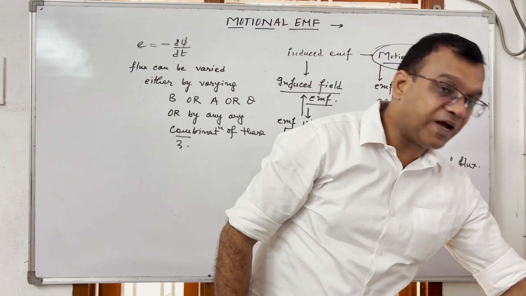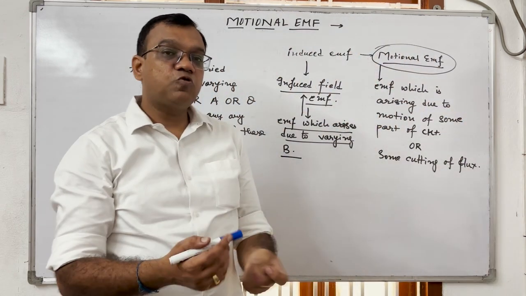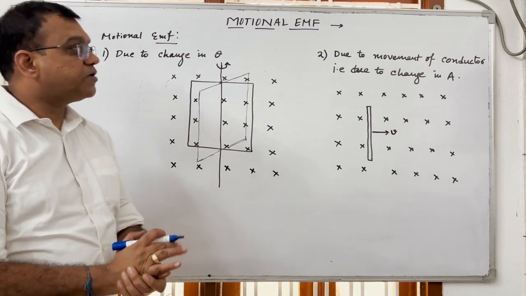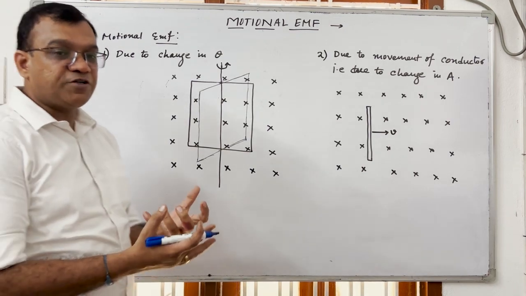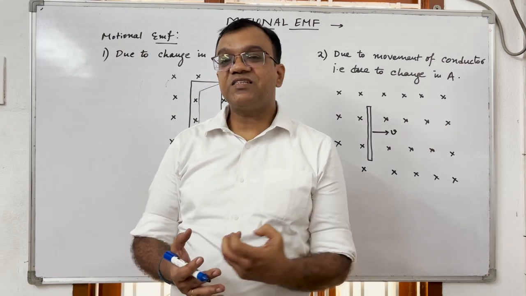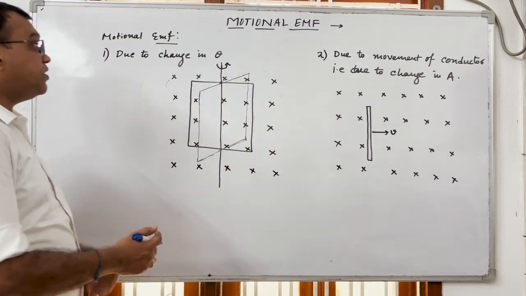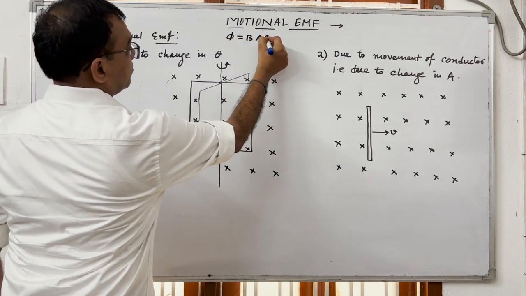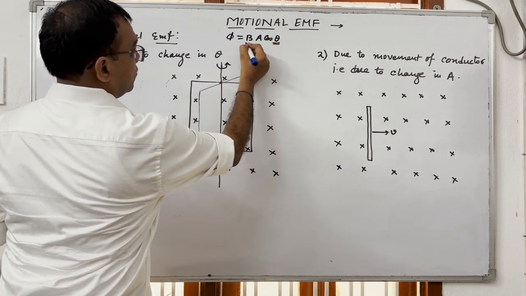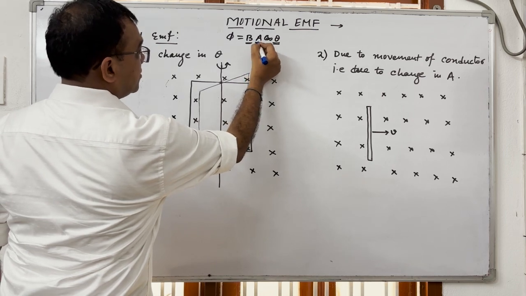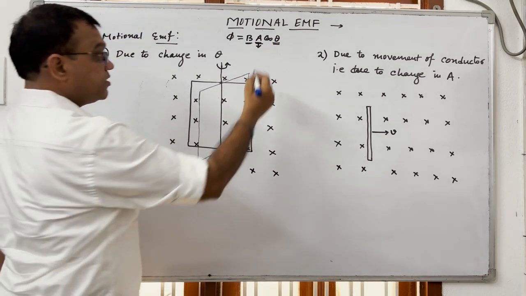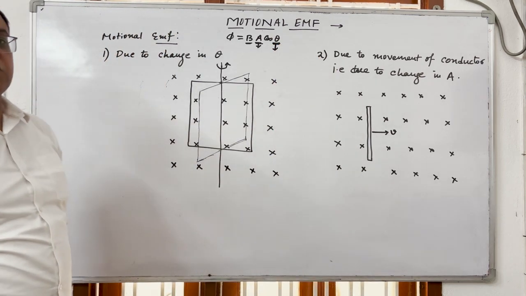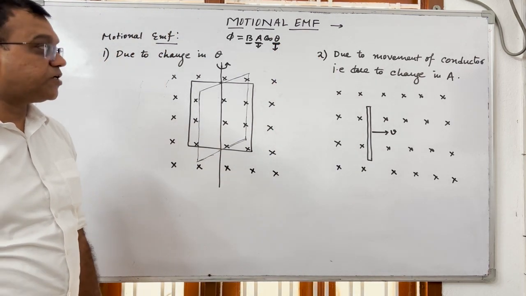Now motional EMF as such is of two parts, in two parts we study, one by one we will see. Now motional EMF is due to the movement of some part of the conductor. This can take place in two ways. phi equal to BA cos theta. If we change the area, then also some movement is taking place. If we change the theta, then also movement of something is taking place in the circuit.